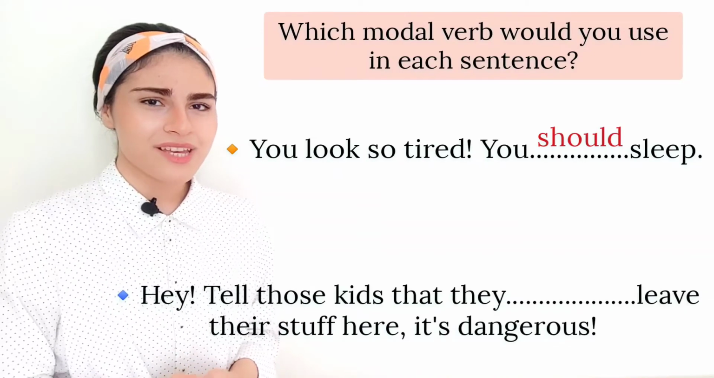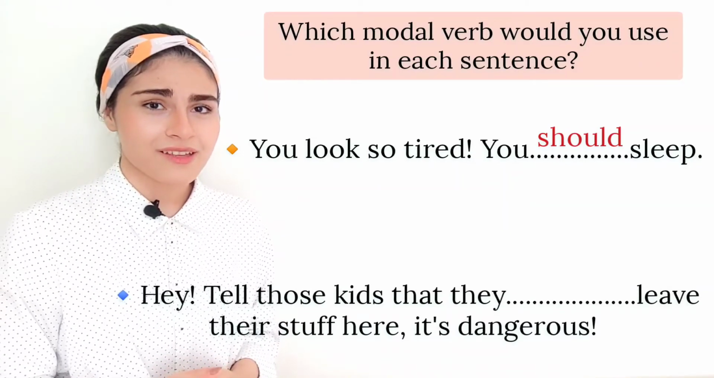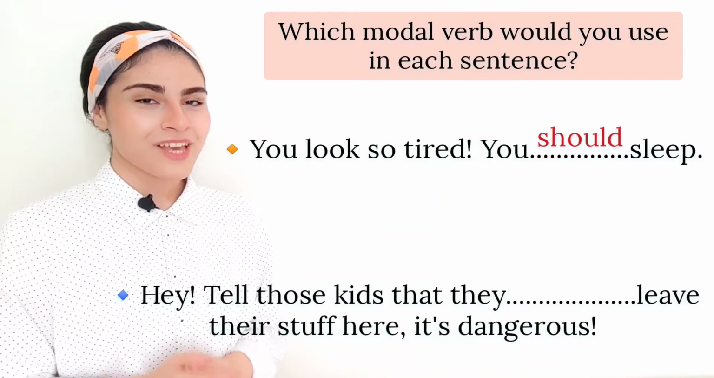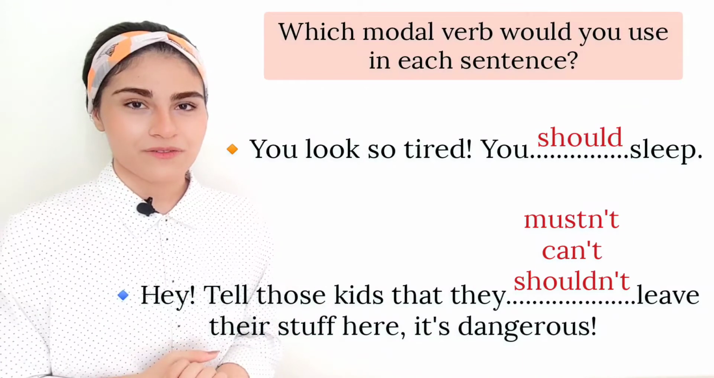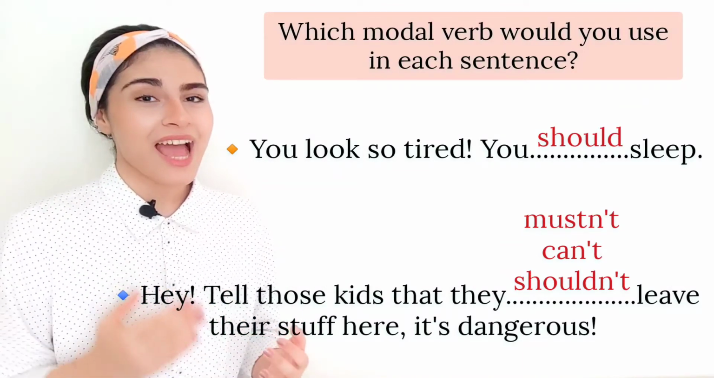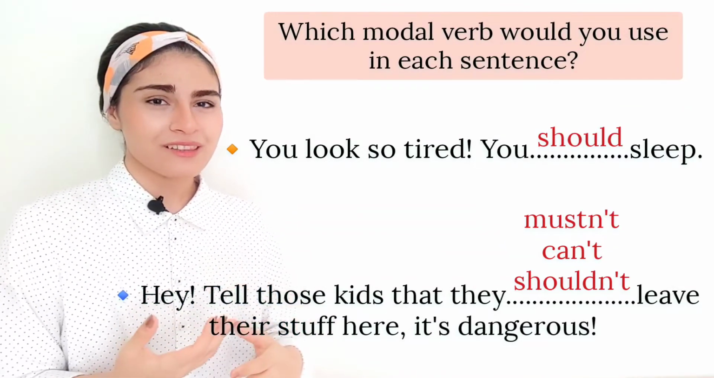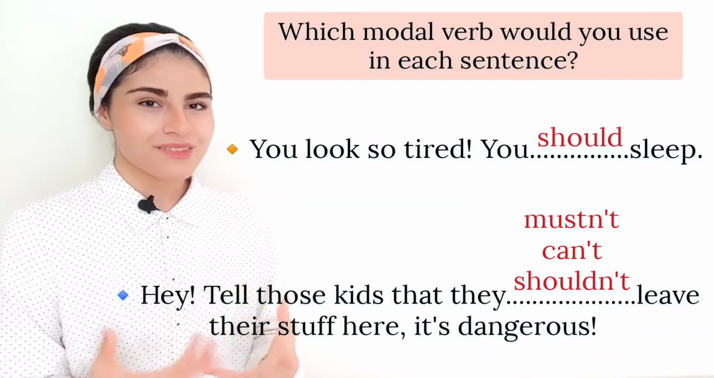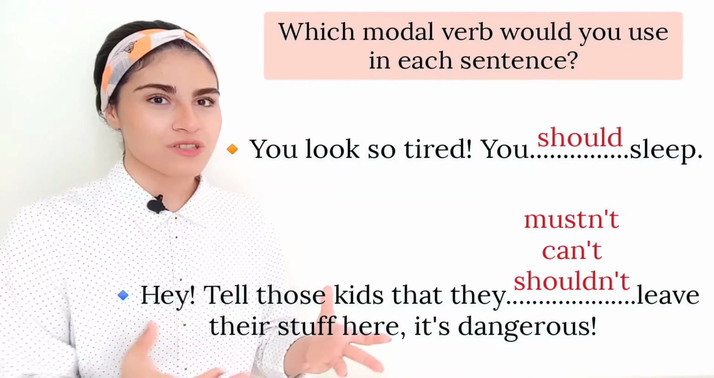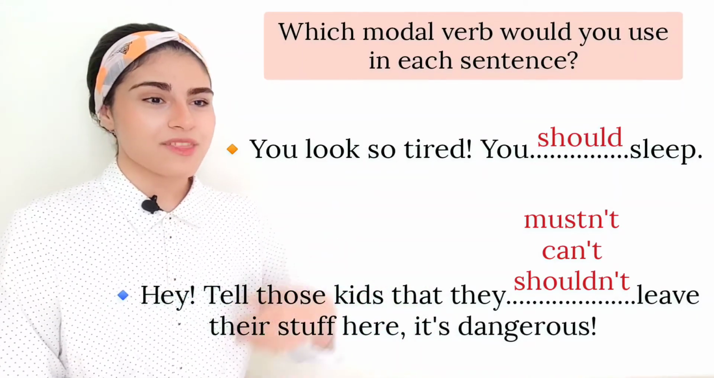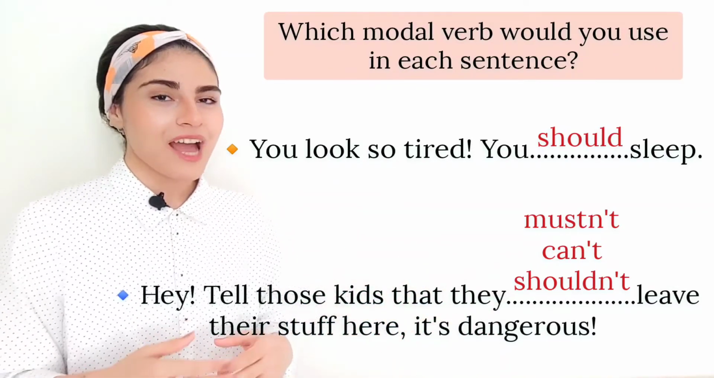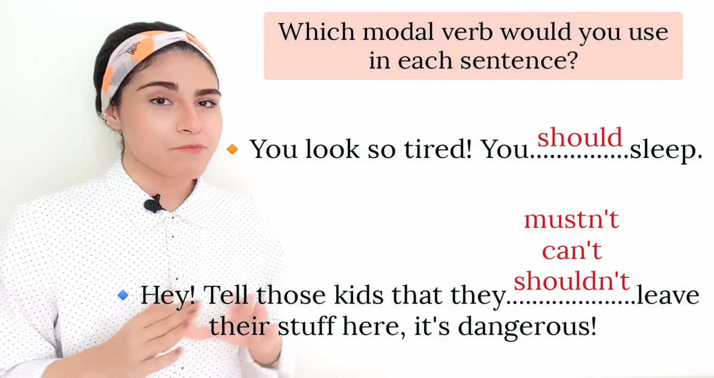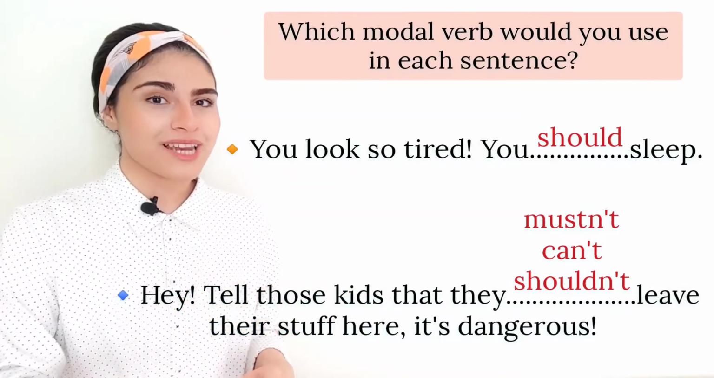Hey, tell those kids that they leave their stuff here. It's dangerous. Correct. We can use all the three of them. Mustn't, shouldn't, and can't. So if we want to say like, tell those kids they mustn't leave their stuff here, it's dangerous. That makes more sense because it's dangerous and we don't want anything bad to happen. So they mustn't leave their stuff here. And we can also use can't because it's almost the same as mustn't. They both mean the same thing here. You're not allowed. It's restricted.